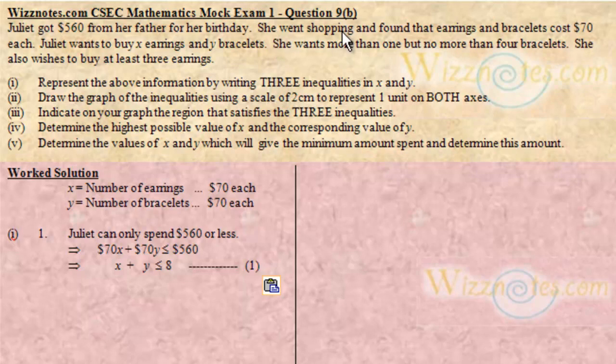Now for our second inequality, remember we have to write 3. We read along and see that she wants to buy more than 1 but no more than 4. This means she has to buy more than 1, so she can buy 2 or 3 or 4, but she cannot buy more than 4. So she has to buy more than 1, but less than or equal to 4.